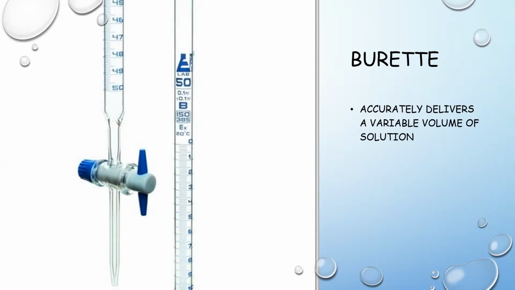A burette allows you to deliver a variable volume accurately. We'll be using a 50 ml burette, which has an error of plus or minus 0.1 of a mil. The burette itself comes with a tap, which allows you to adjust the amount of solution you are delivering.